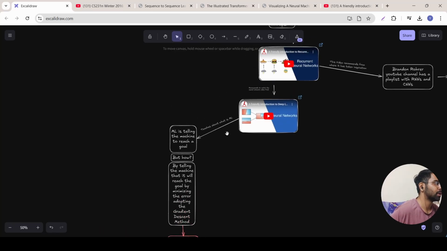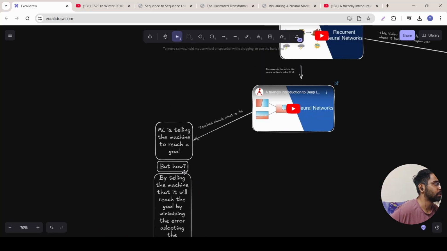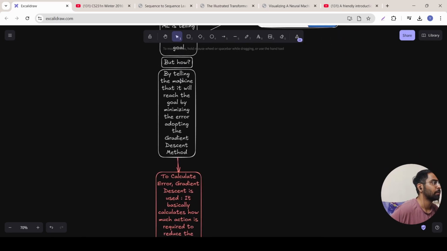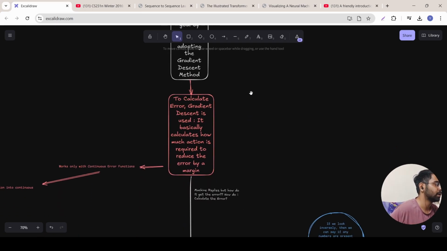This is what I have written: ML is telling the machine to reach a goal, but how? By telling the machine that it will reach the goal by minimizing the error, adopting the gradient descent method. So again, DNN is a subset of machine learning. What is machine learning, first of all? Machine learning is just telling the machine to learn.